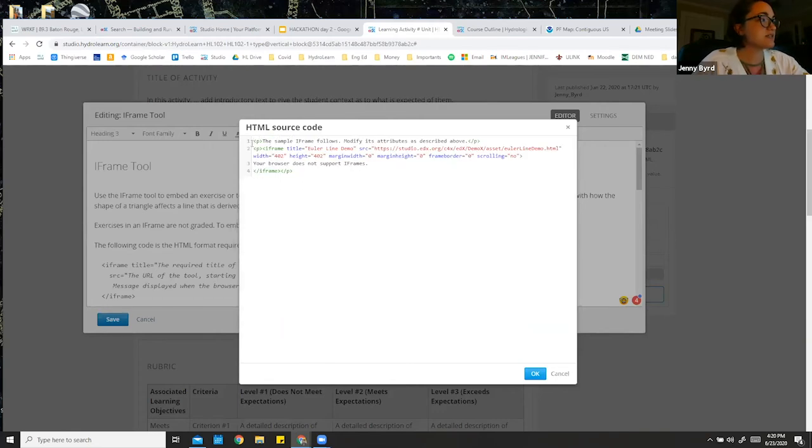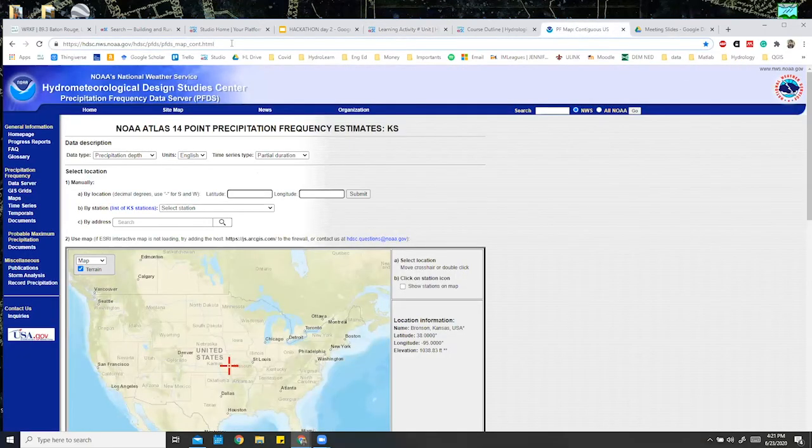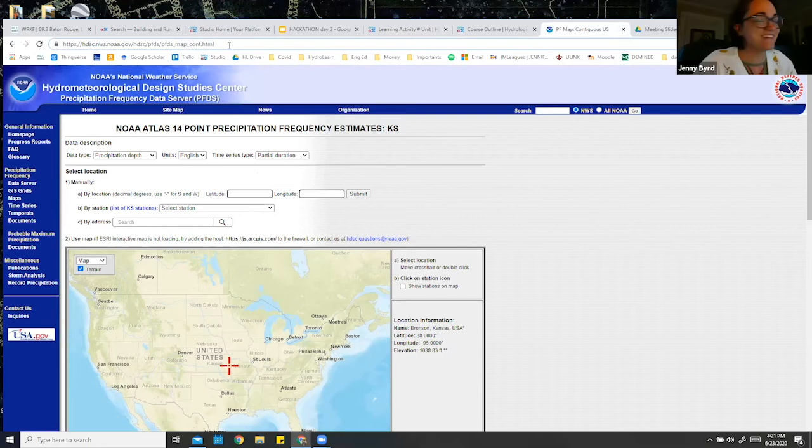So these are, in essence, just the few lines of code that you're going to need, and you can adapt these to suit your needs. Here, in between these little paragraph tags, you can add some text. The things that you do need to change are the title. In this example, I already have a website pulled up. It's the NOAA precipitation frequency, I can't remember exactly, but you change the title in between the quotation marks. And now I'm going to go grab my source URL. Precipitation frequency data server.